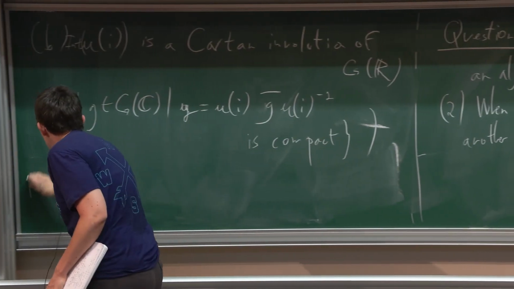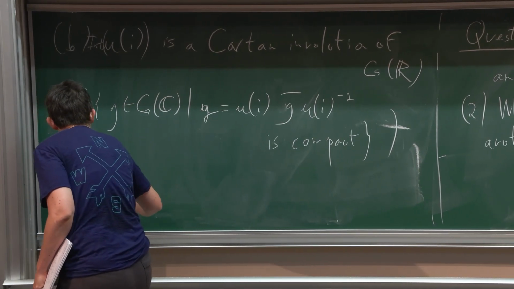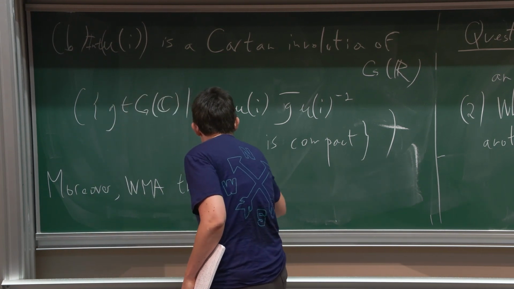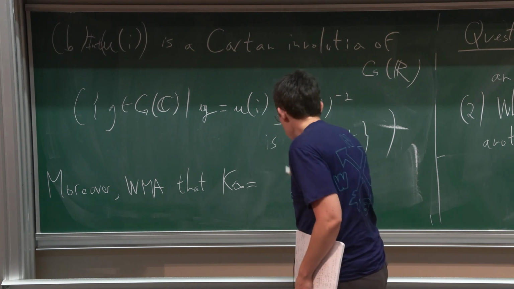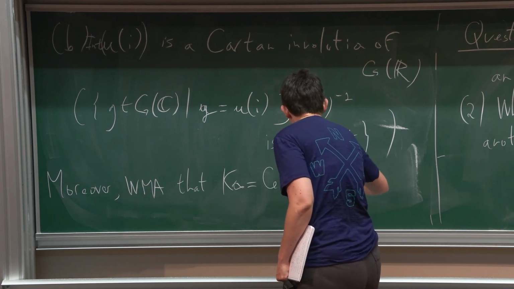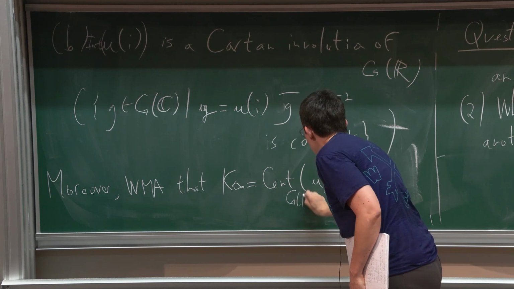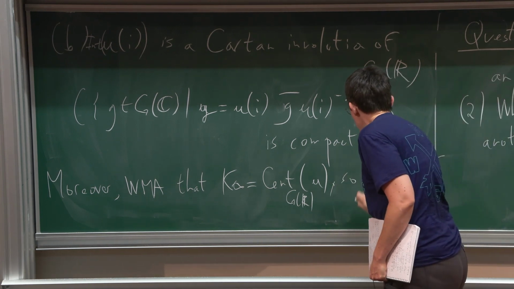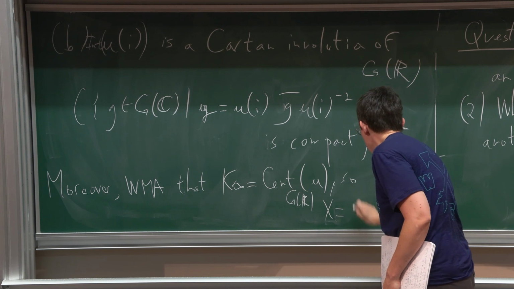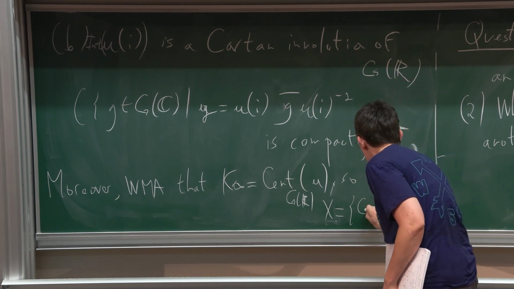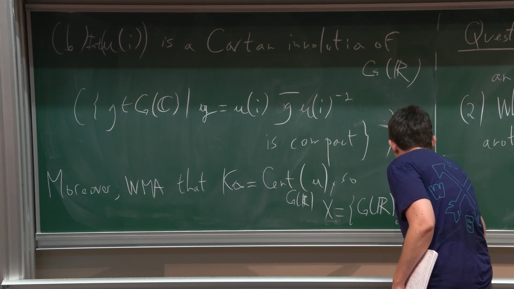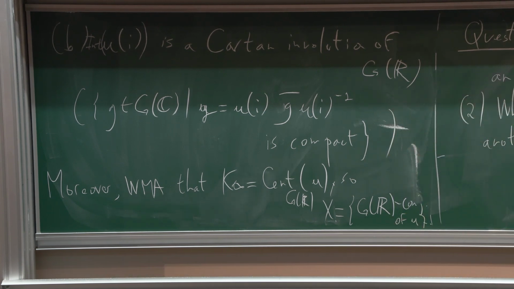Moreover, we may assume you can choose U such that K infinity is the centralizer of U. And then X is just going to be the G of R conjugacy class of U. So the set of G of R conjugates of U.